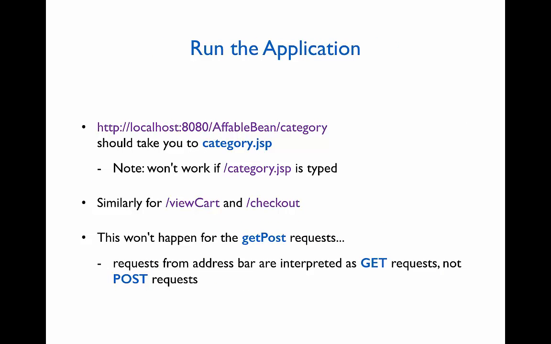If you run the application now, you can type a URL with the path affablebean/category, and it will take you to the category.jsp resource. Notice that you cannot simply put the category.jsp resource directly into the address bar. That's something that is not going to work. You cannot do the same for POST requests, because requests from the address bar are always interpreted as GET requests.